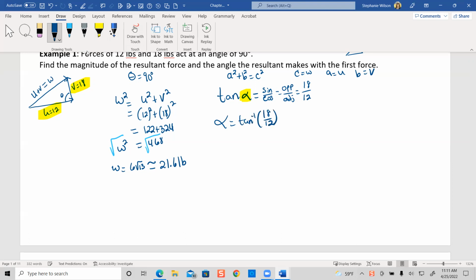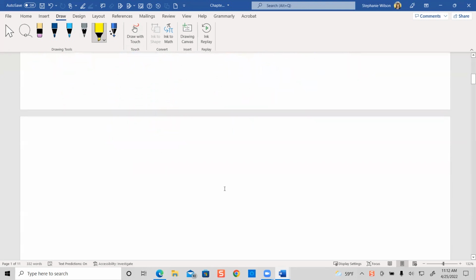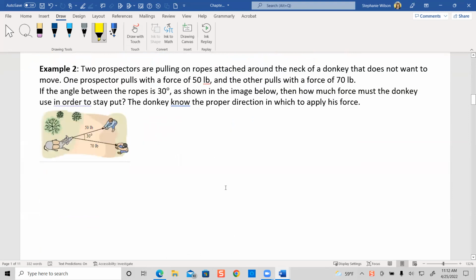Okay, now I'm going to plug it in my calculator, round to the nearest whole degree, and I get 56 degrees. And that is my two answers. I got my magnitude of the resistant force and I got my angle. Here's my magnitude of the resistant force and here's my angle of the resistant force. All right, let's move to our next one.